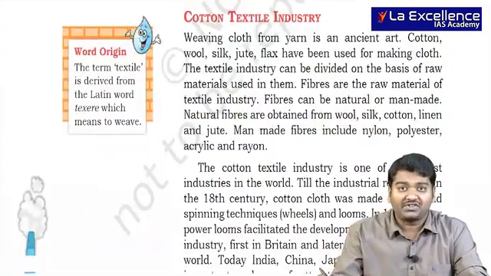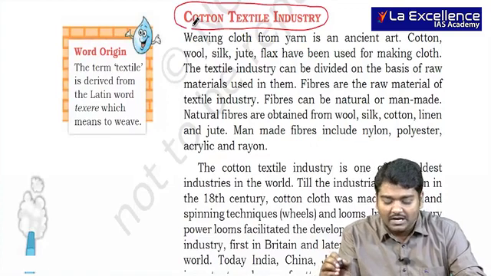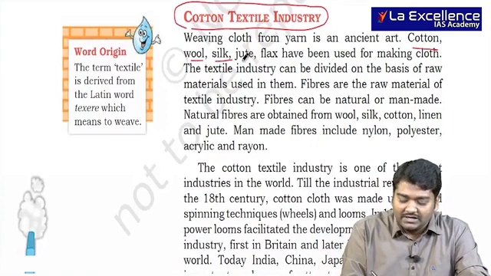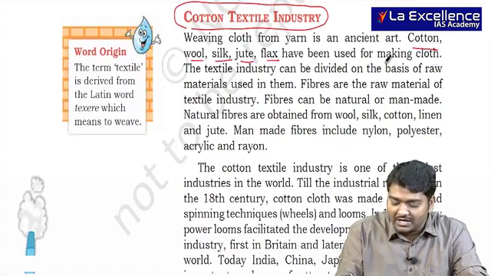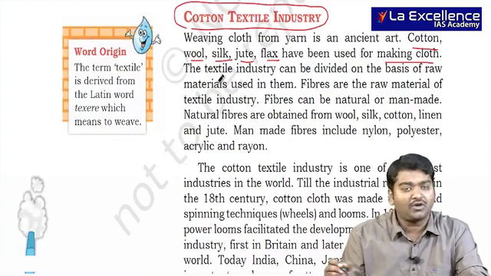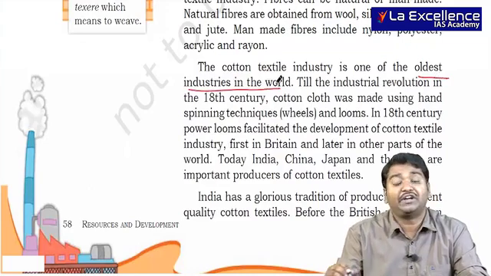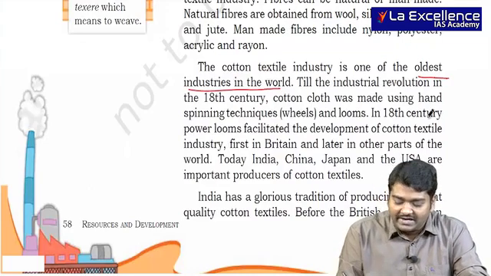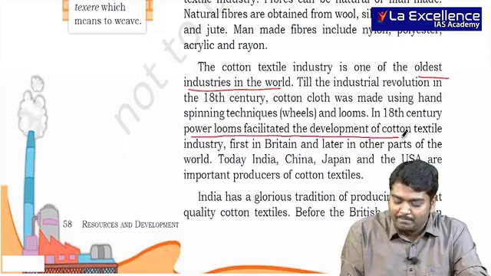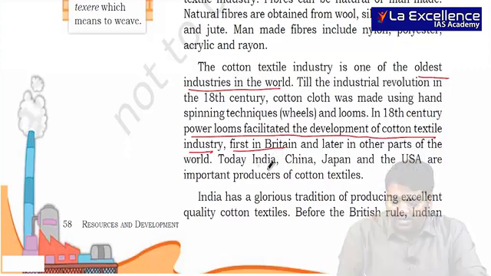The next important industry that we need to focus on is the cotton textile industry, right? So cotton, wool, silk, jute and flax have been used in making cloth. The textile industry can be divided on the basis of raw material: jute industry, cotton, wool and so on. The cotton textile industry is one of the oldest industries in the world, and India was famous for these industries. In the 18th century, power looms facilitated the development of the cotton textile industry, first in Britain and later in different parts of the world. Today, India, China, Japan and USA, which are cotton producers, also have the best textile industries.